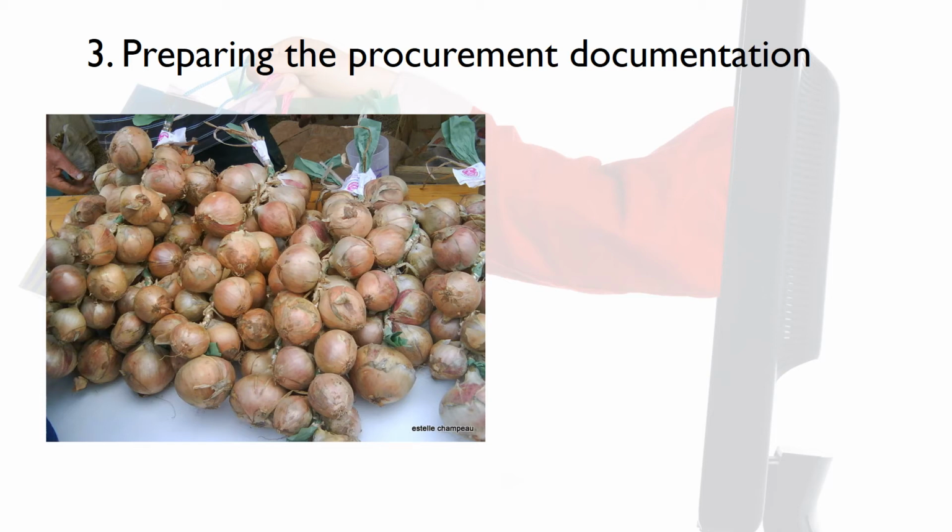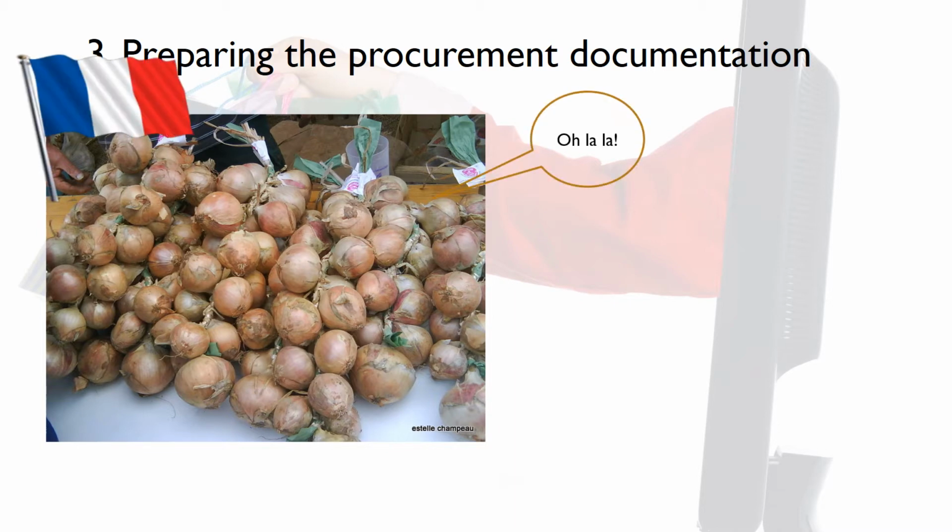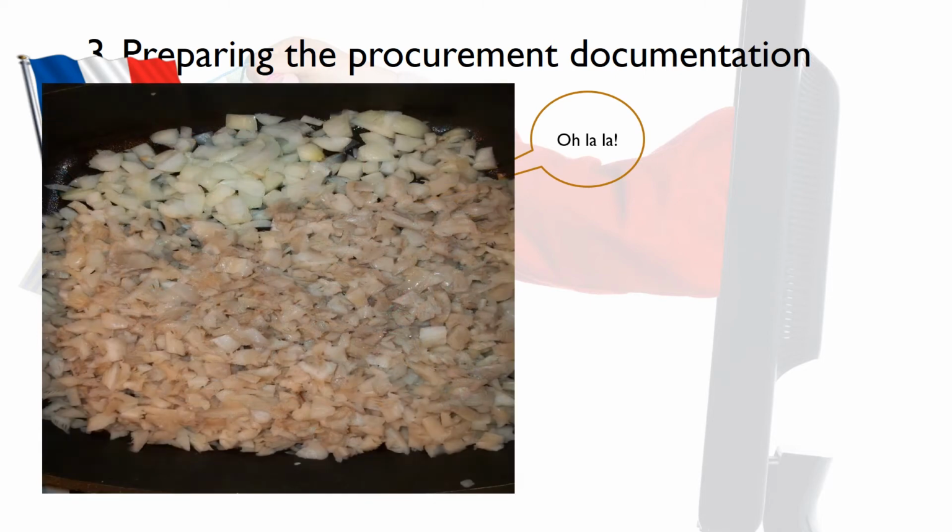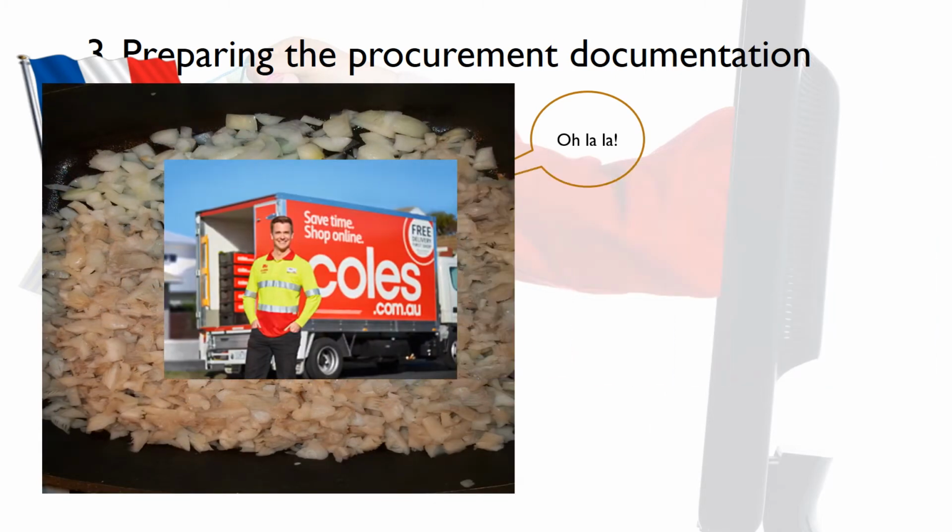Step 3 is preparing the procurement documentation. So this is the process of letting potential contractors know what it is that you're shopping for and what information you want from them in their tender bids. Is it 3 kilos of onions that must be French? Or do you need them to be pre-chopped or sliced? Do you want them to be fresh or frozen, or perhaps you need them to be delivered?